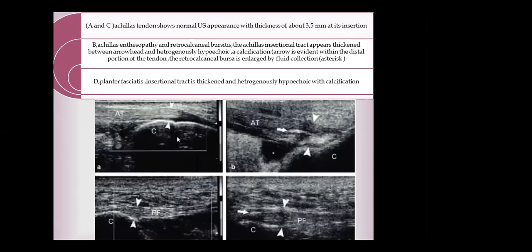This is an ultrasound of the Achilles tendon. A and C are normal ultrasound features, and B and D show abnormal Achilles tendon with enthesopathy presenting with increased thickness, calcification, and bursitis. This picture shows heterogeneous, hypoechoic, and increased thickness.